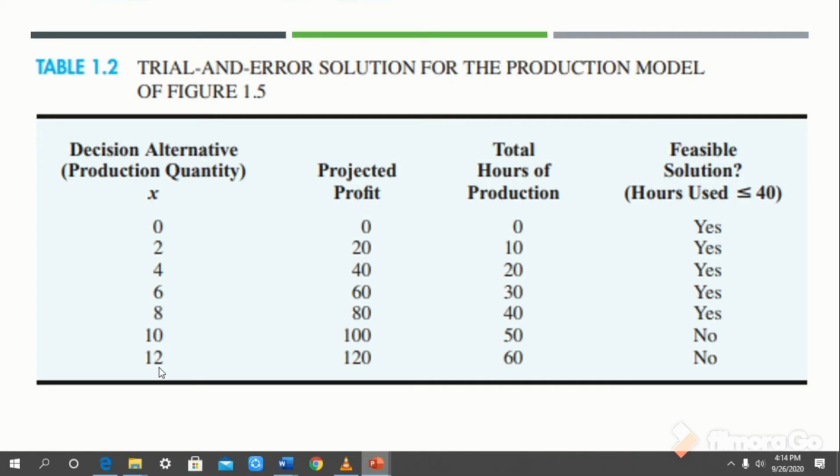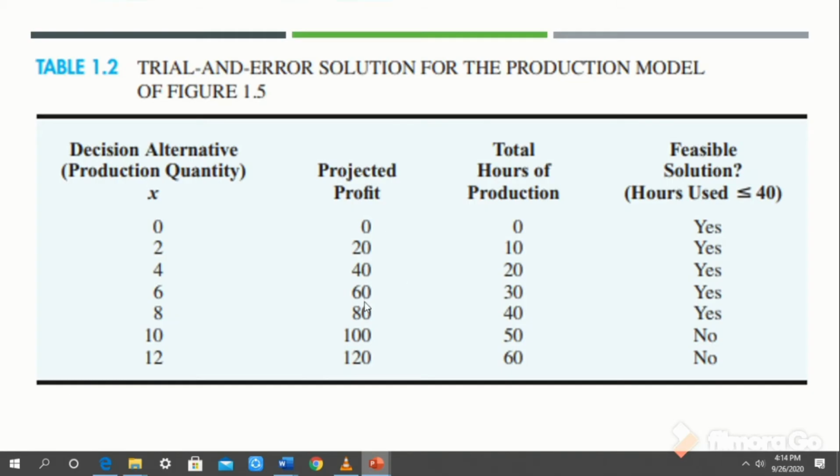So, if ever, mobutang ka diri, 12 imuhang ma-produce. So, projected profit, 120. Taas kaayo. Apan, ang total hours of production, 60 man. Diba, 40 ra man to dapat. So, is it a feasible solution? No.